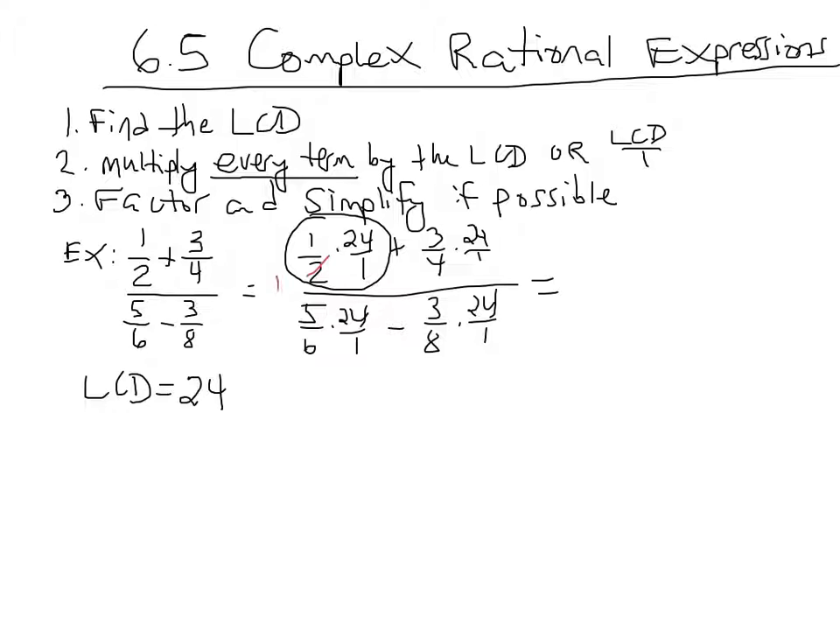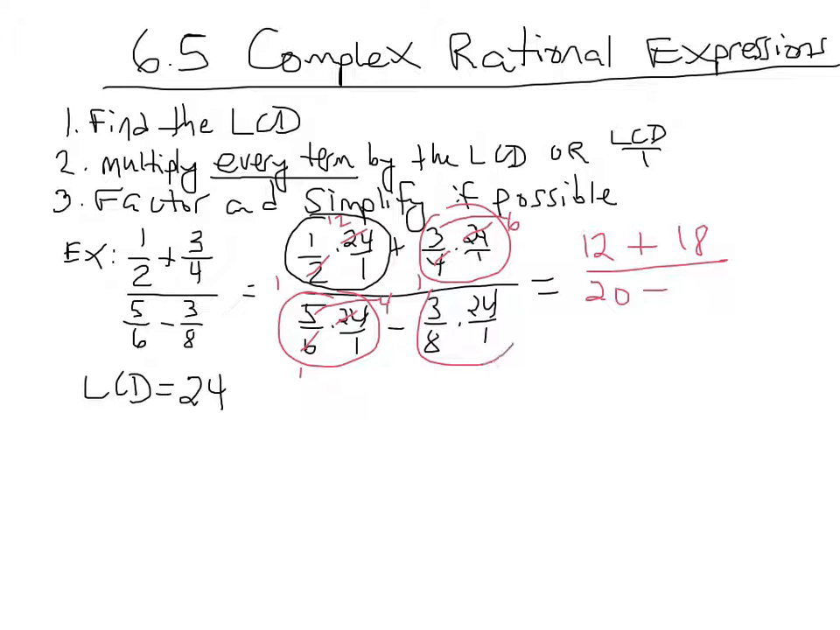2 goes into itself once, and it goes into 24 12 times, so that's just 12. And then here, 4 goes into itself once, and it goes into 24 6 times, and 3 times 6 is 18. And the third fraction, 6 goes into itself once, and it goes into 24 4 times. 5 times 4 is 20. Whoops, it's supposed to be a minus sign.